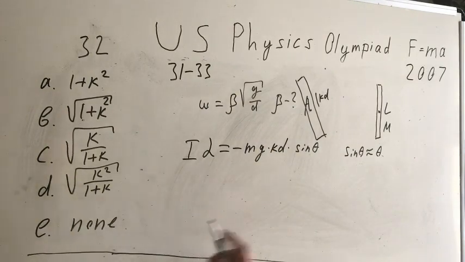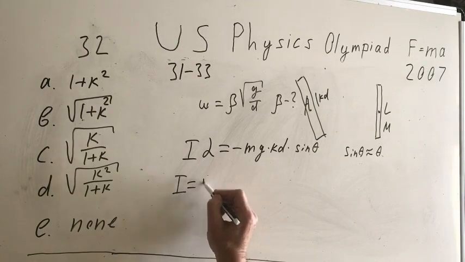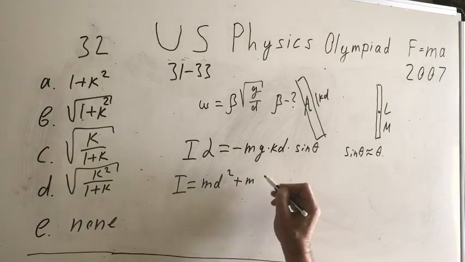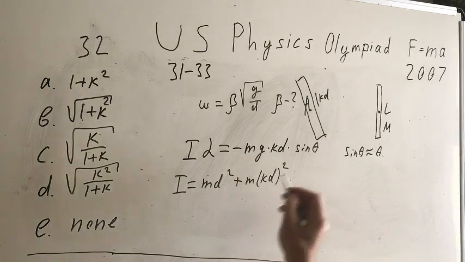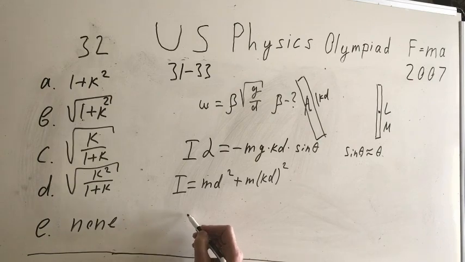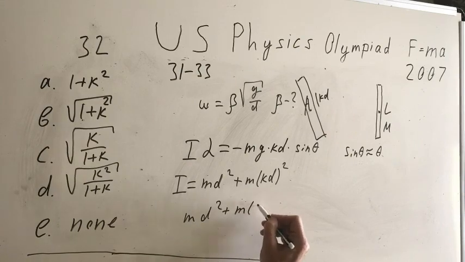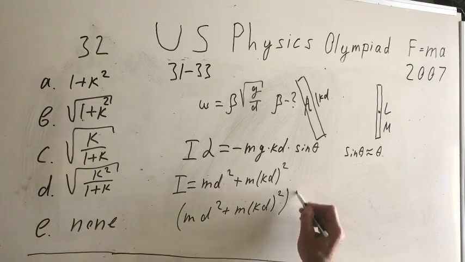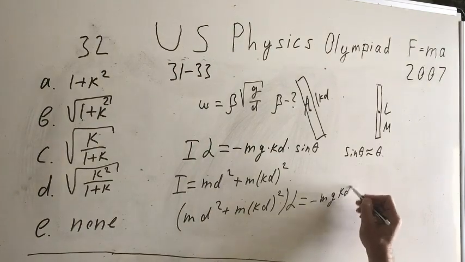To find what I is around the point at distance kd, we can use the parallel axis theorem, from which we have I equals md square, that's I0, plus mkd square. And finally we rewrite this equation in the form of md square plus mkd square, multiplied by alpha, equals negative mg kd theta.